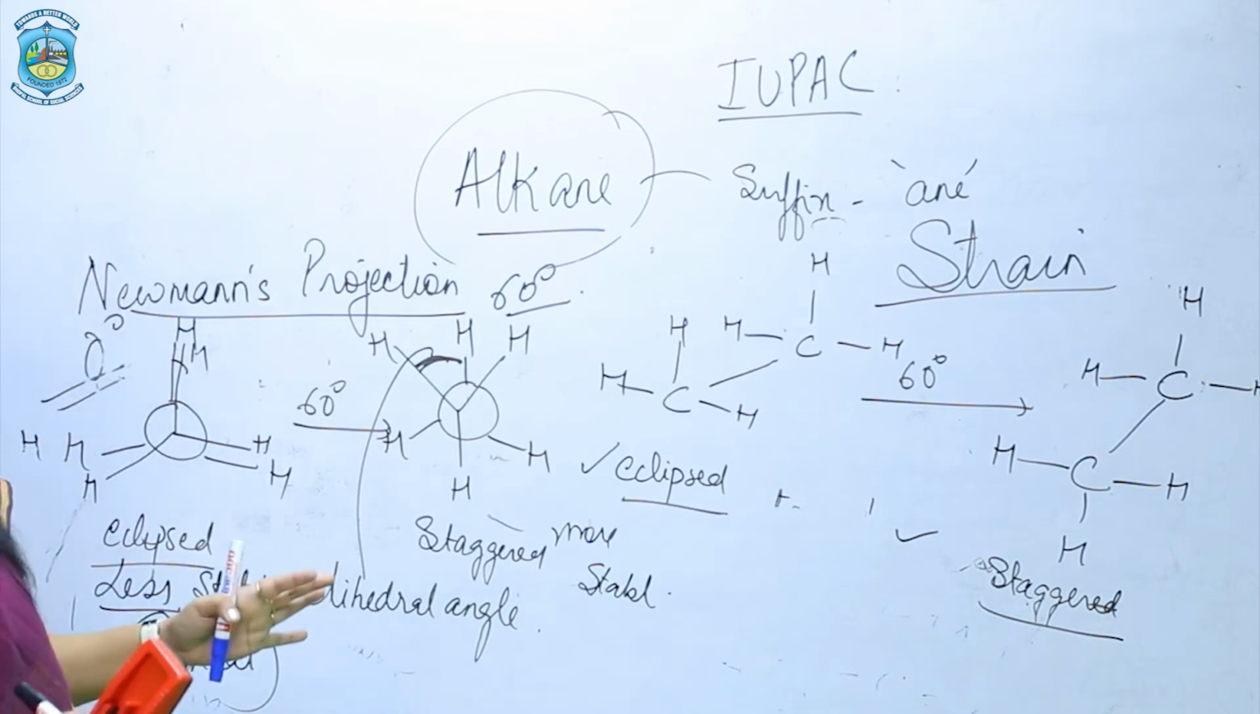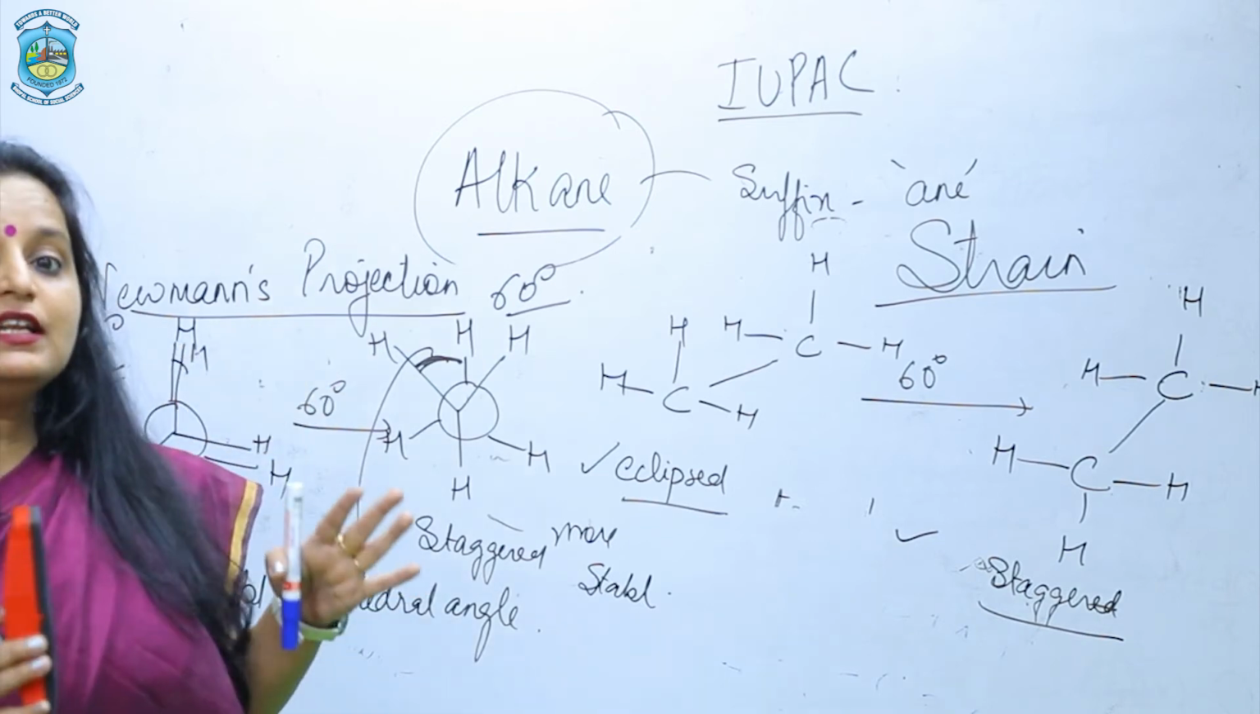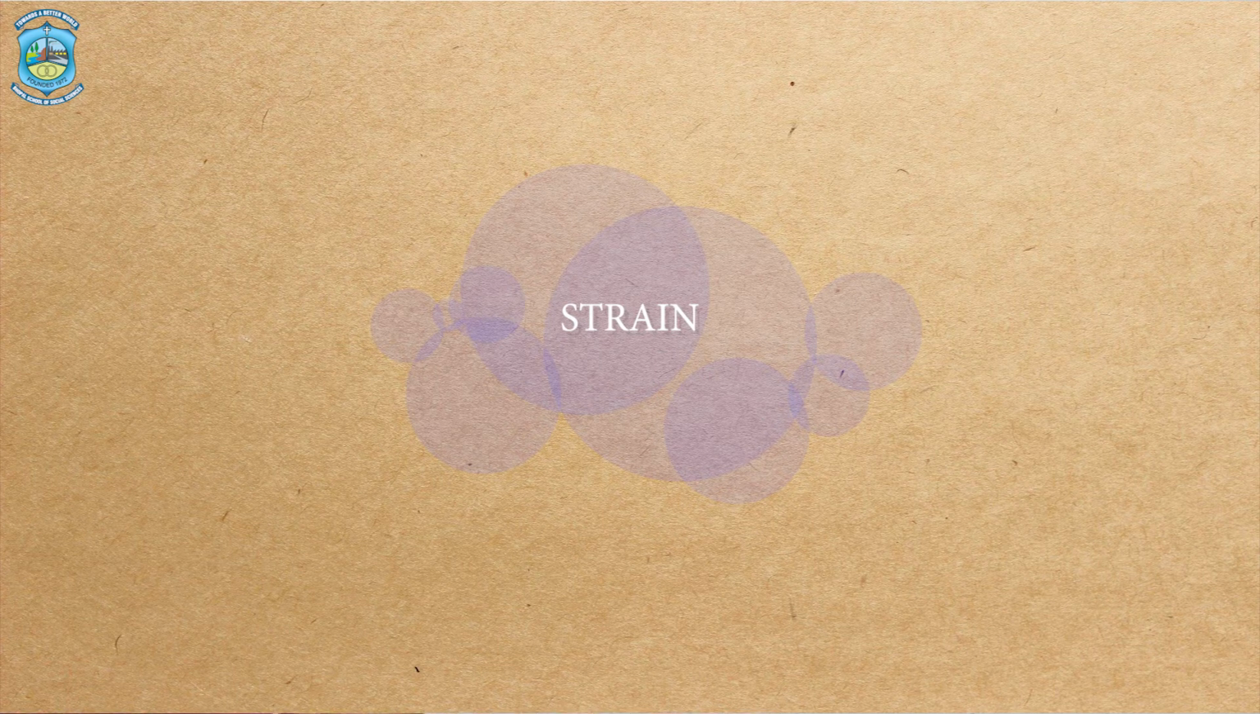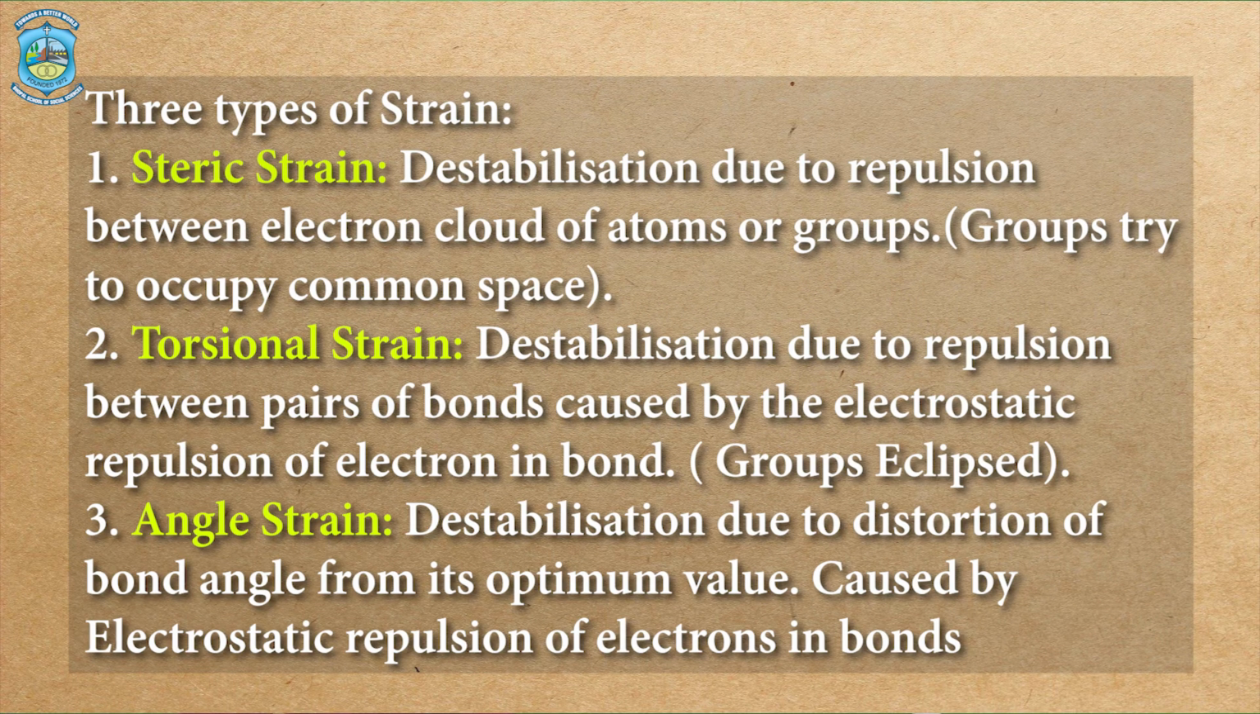So, we need to understand that in conformational analysis, there are 3 types of strain. Now I am going to discuss the 3 types of strain observed in the case of alkanes. Basically, strains are of 3 types. First one is steric strain. Steric strain means destabilization due to repulsion in the electron cloud, or in simple words I can say that the 2 groups are trying to occupy the common space.